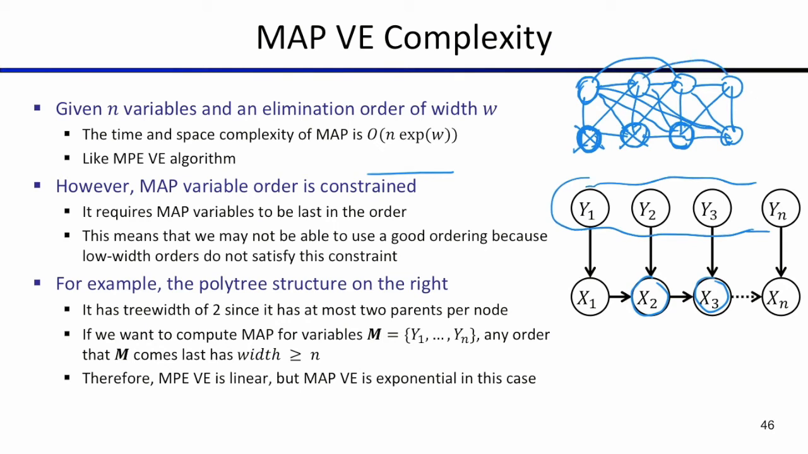So the width of the elimination order for the MPE query was just 2, but the elimination order for the MAP query is going to be n. And that means that the MPE VE algorithm is going to be linear for this case, but the MAP VE algorithm is going to be exponential for this elimination order.